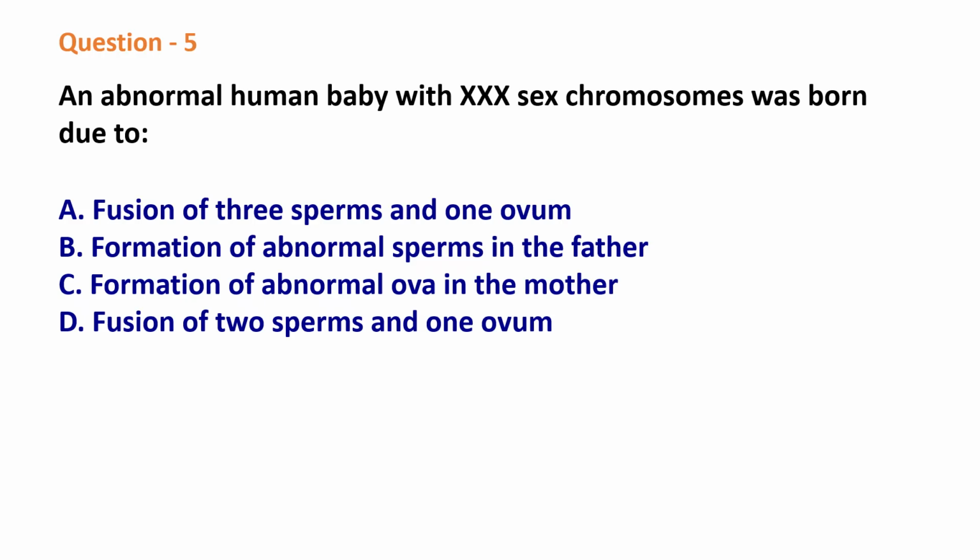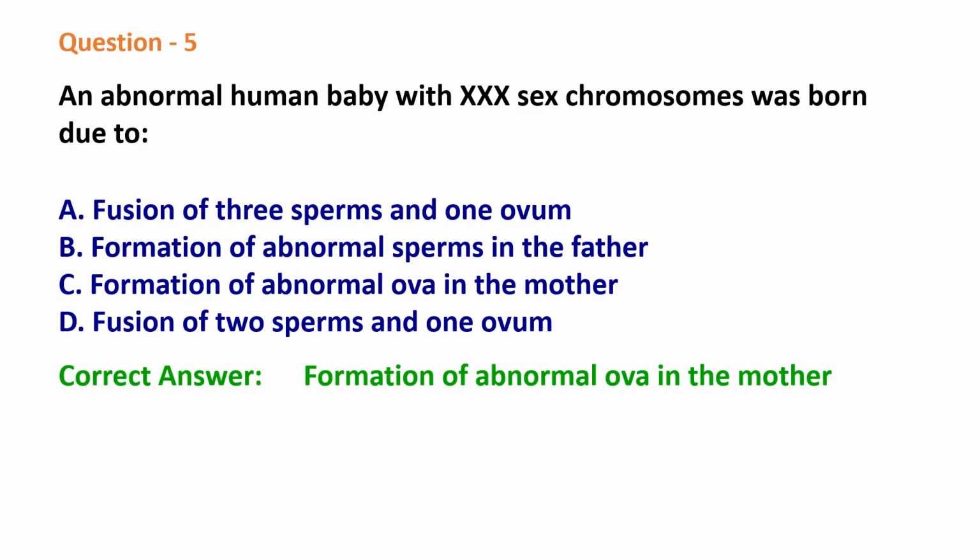Question 5. An abnormal human baby with XXX sex chromosomes was born due to: fusion of 3 sperms and 1 ovum, formation of abnormal sperms in the father, formation of abnormal ova in the mother, fusion of 2 sperms and 1 ovum. The correct answer is formation of abnormal ova in the mother.